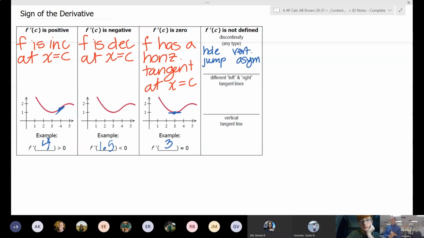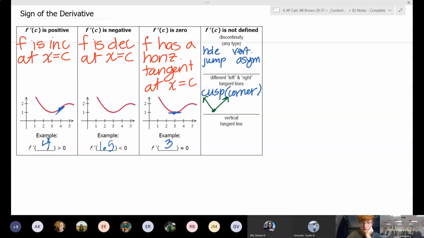We also have a case where there will not be a derivative. Mathematically, it's defined as if there are different left and right tangent lines. Visually, we're going to call this a cusp on the graph. You can interchange cusp with the word corner. And you're like, Mr. Brown, what does a corner look like? It could literally look like a corner on the graph. So if you have a graph that has a sharp point, there is not a derivative at that sharp point, kind of like an absolute value function. It wouldn't have a derivative at the vertex.